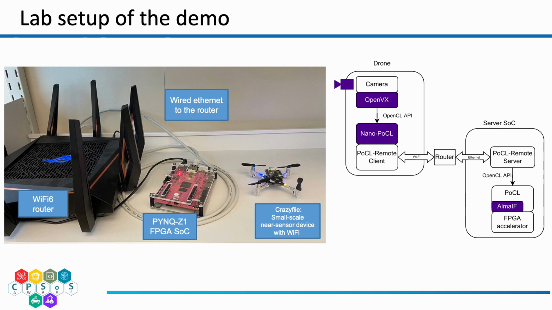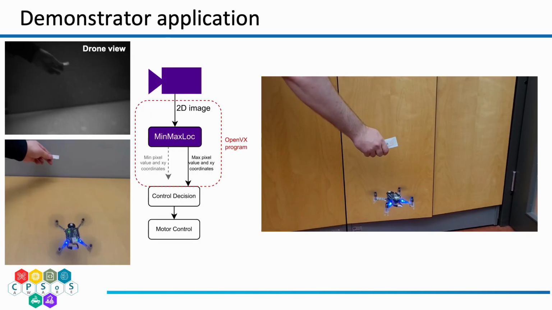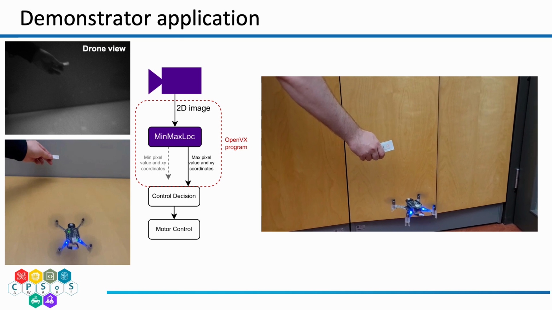The Wi-Fi 6 router provides a high bandwidth and low latency wireless communication link to the drone. The FPGA board is connected to the router with wired Ethernet, through which it receives the offloaded kernel commands. Here the demonstrator is up and running.